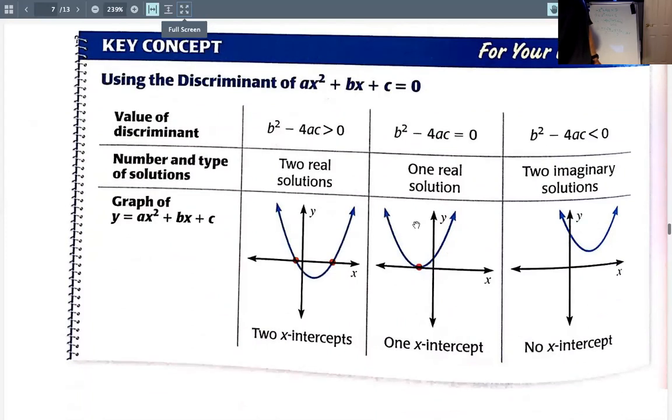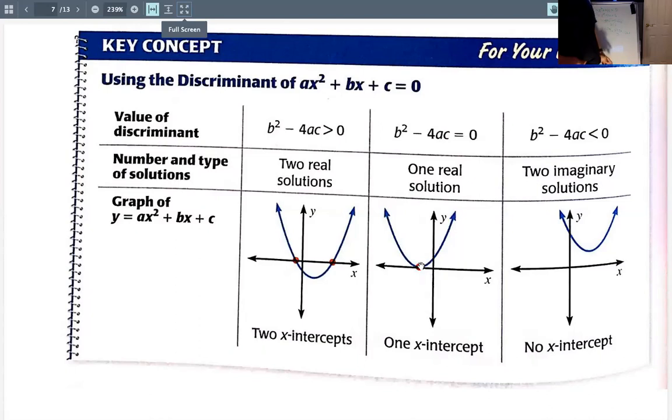And then here, what does it look like when the discriminant is zero? That's because what we found, there was a perfect square. When you have a perfect square trinomial, then the graph touches the x-axis only once. The x-axis is tangent to the graph at the vertex. Okay, so there's only one solution. And graphically, I want you to see what that looks like.